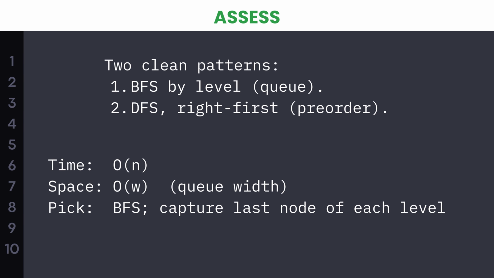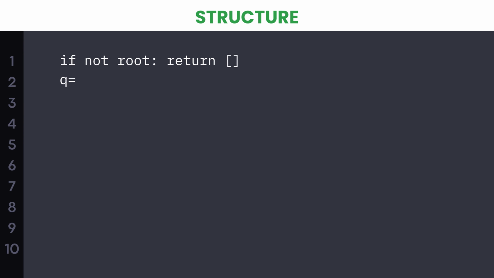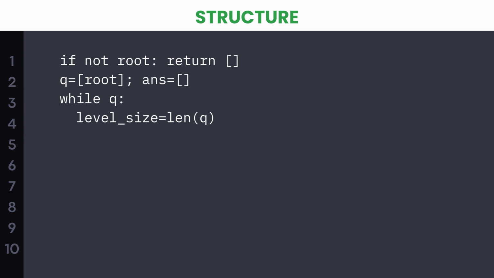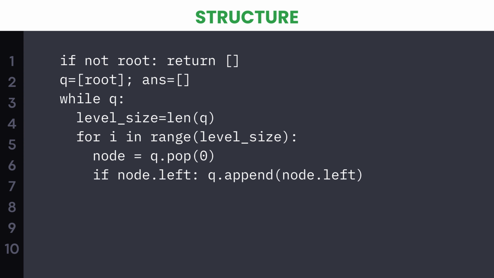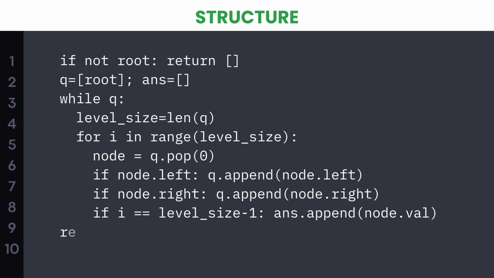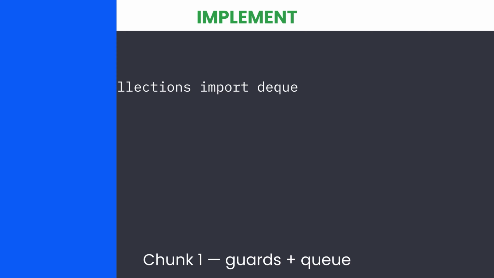Plan with BFS. If root is none, return. Push root to a queue. While queue not empty, record current size equals len(queue). Iterate that many nodes, enqueue children. The last node in this loop is the right side value for the level. Append it. Handle empty tree.